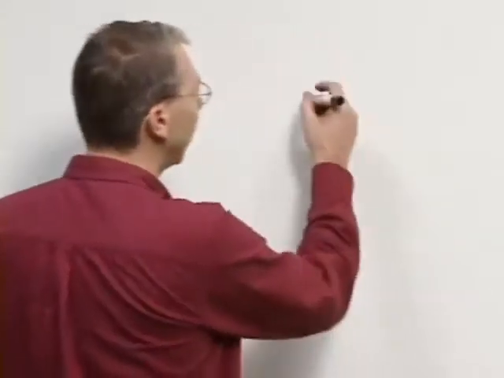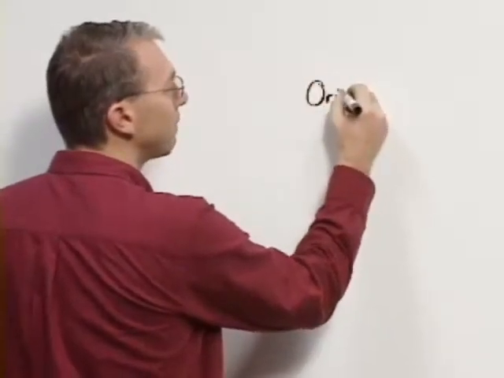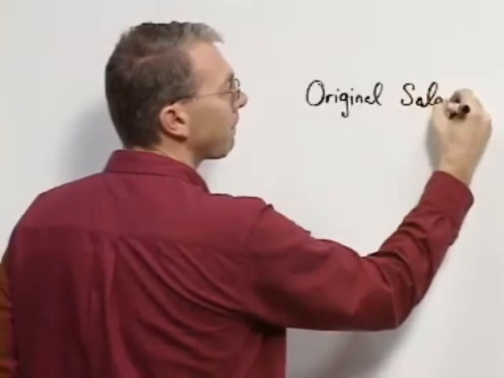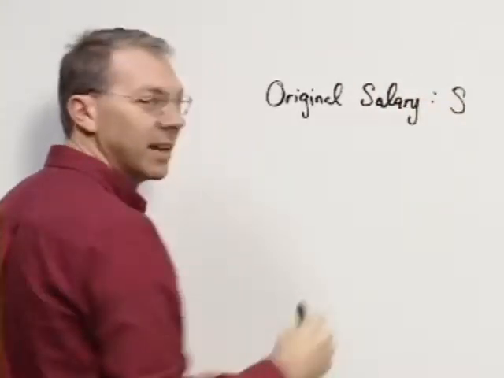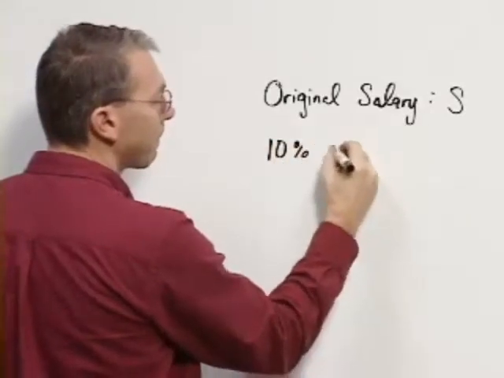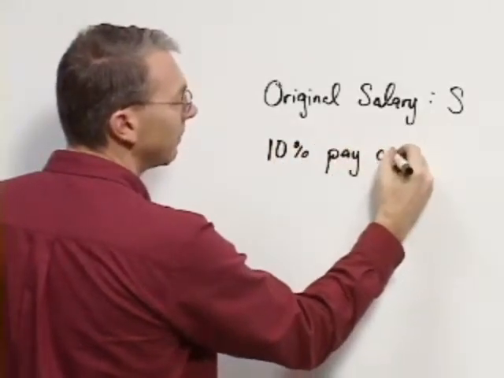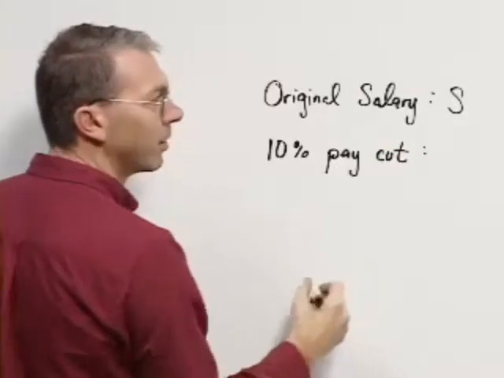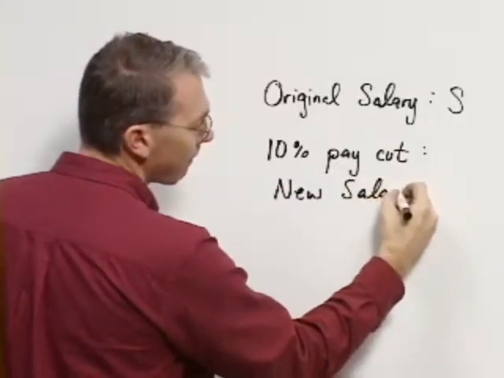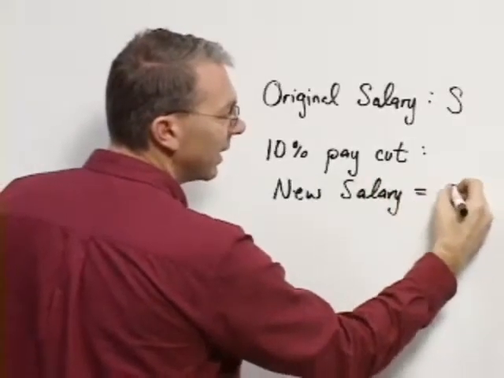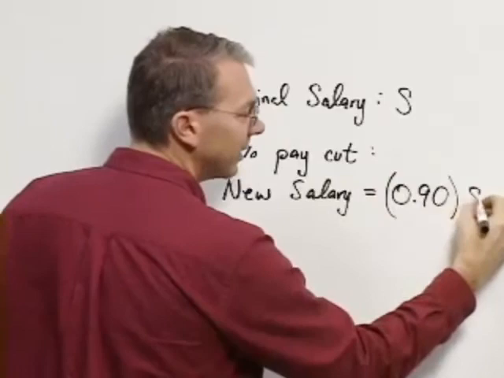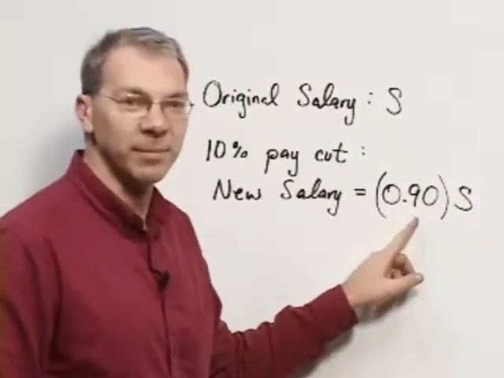Well, suppose that your original salary was S. Now, after a 10% pay cut, what would your new salary be? Well, your new salary would be 90% of your original salary, S. And so we'll denote that this way.